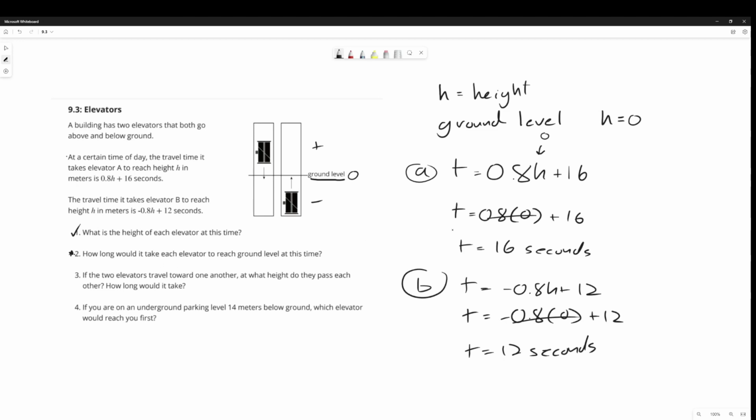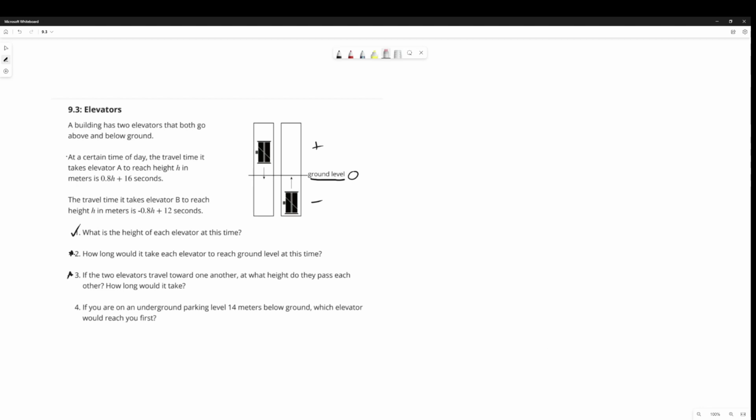So the answer to number 2 for elevator A is 16 seconds. Elevator B, 12 seconds. All right, let's take a look at question 3. So question 3 says, if the two elevators travel toward one another, at what height do they pass each other, and how long would it take? So let's tackle the first question.